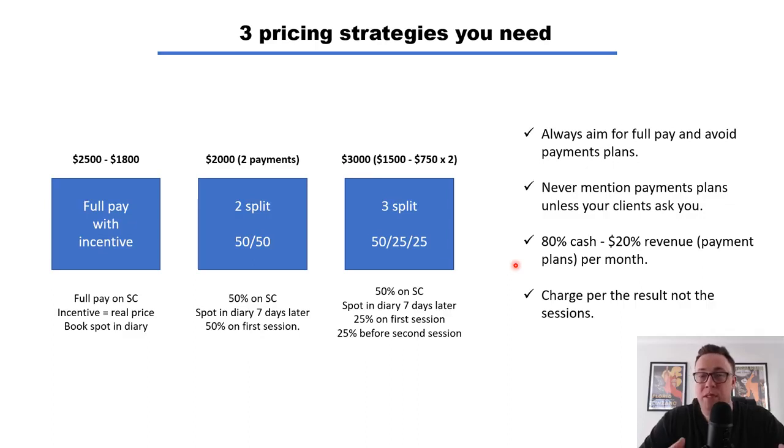And also this helps us with our attitude towards therapy as well. The last thing you want to be doing with clients is worrying about paying for your bills. So guys, 80% cash, 20% revenue. So if you get 10 clients a month, 2 clients on payment plans, and I'll break down these payment plans here in a second of what I suggest, but the majority comes in cash.